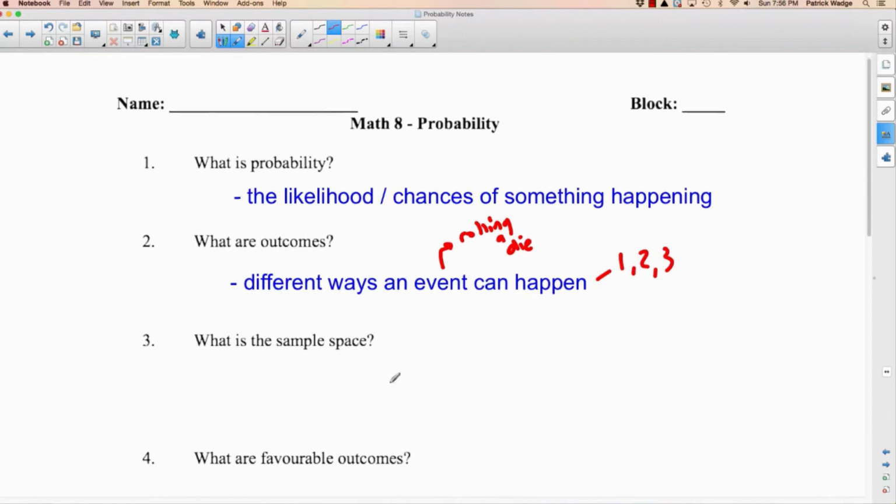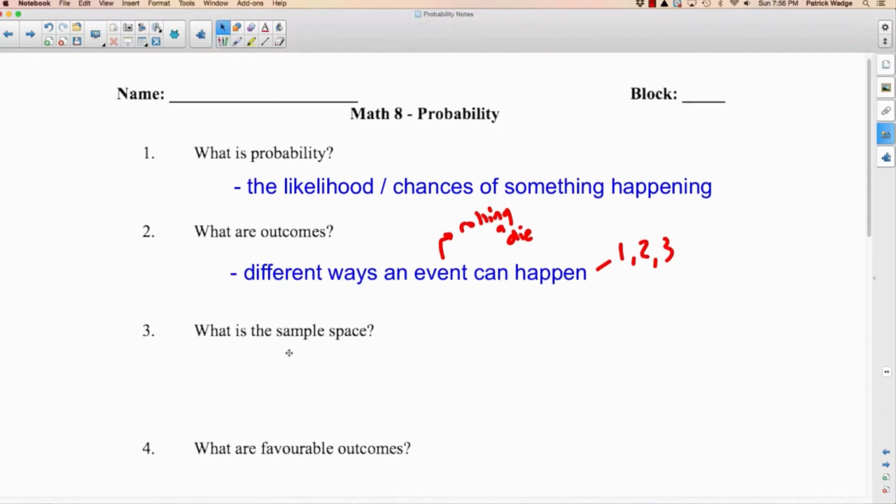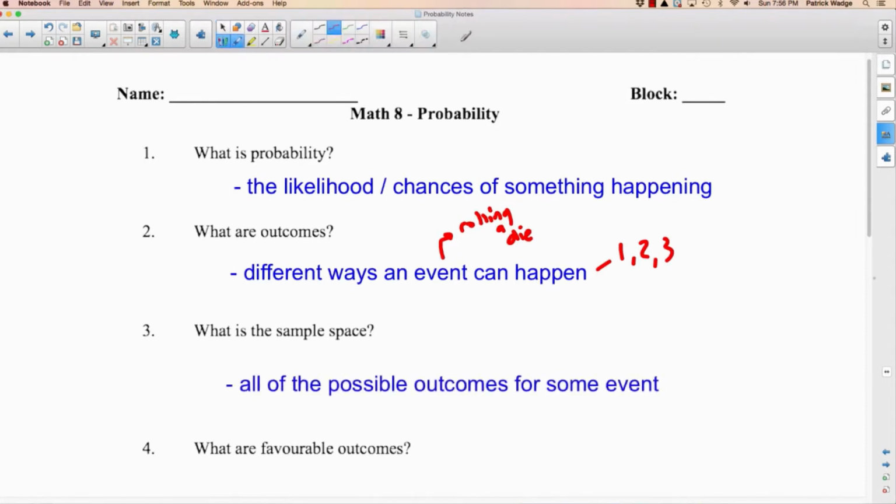That takes us to the next one. What's the sample space? The sample space is all of the possible outcomes. So again, if we're talking about the die, what is the sample space? It's all the possible outcomes. You could get a 1, a 2, a 3, a 4, a 5, or a 6. So that's the sample space. An outcome is any one of those: 1 is an outcome, 2 is an outcome, 3 and 4 are outcomes. But if you're talking about the sample space, you have to list all of them.